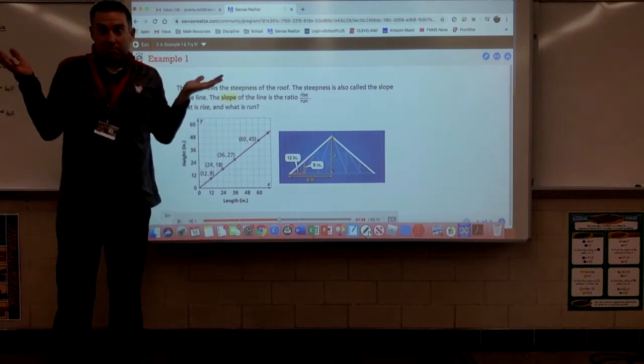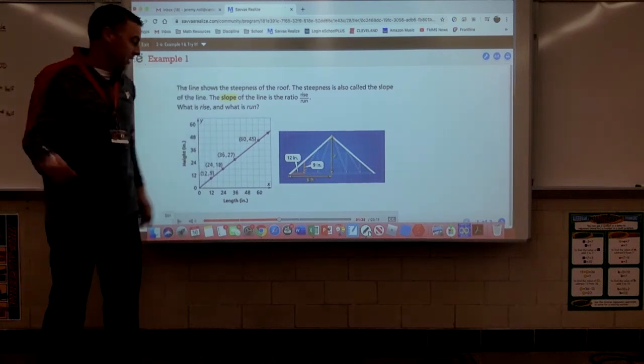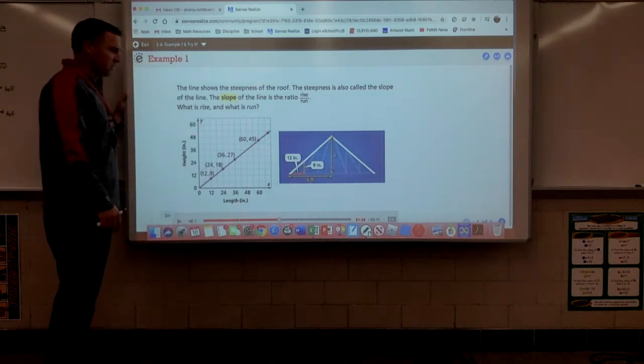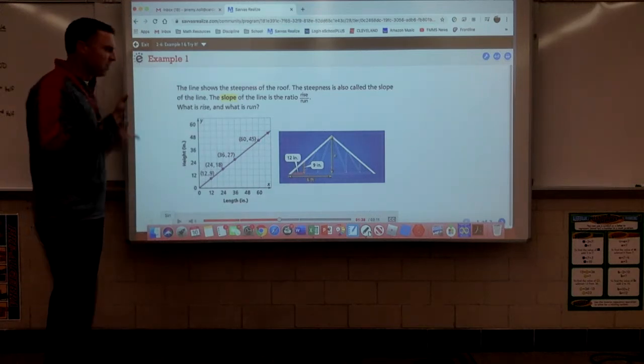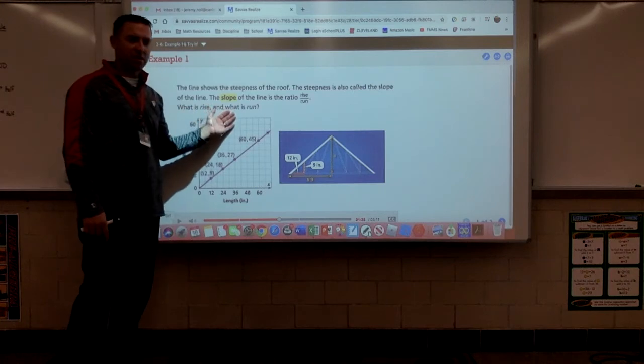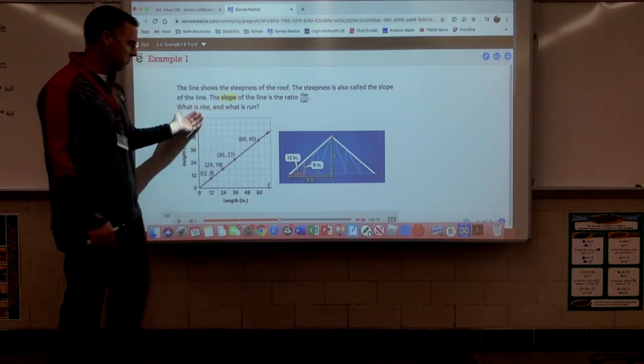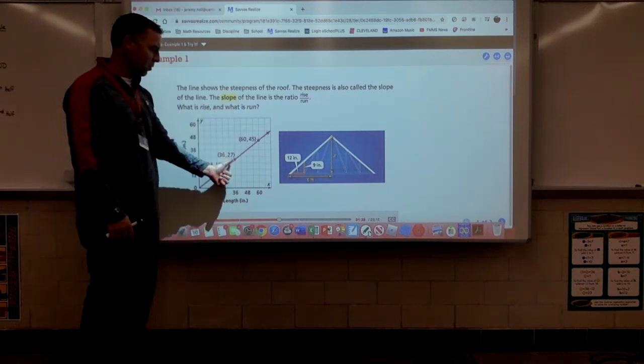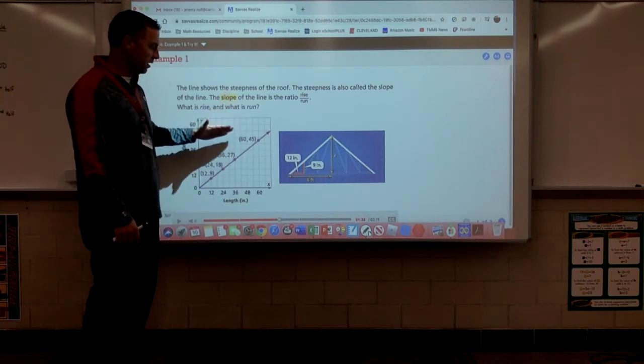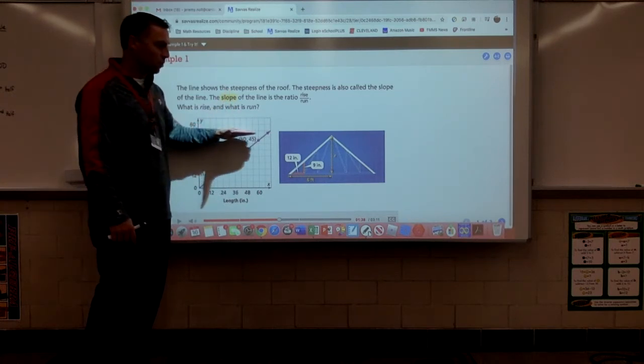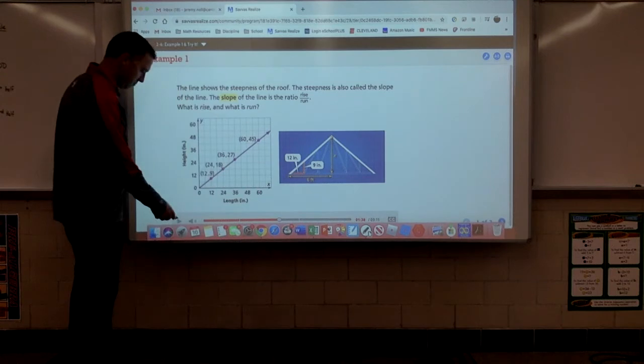A lot going on here, folks. Slope is the steepness of a line. Well, what is rise and what is run, though? Rise sounds like how far it goes. Hot air balloons rise. Rise is how far it goes up. Run is how far it goes across.